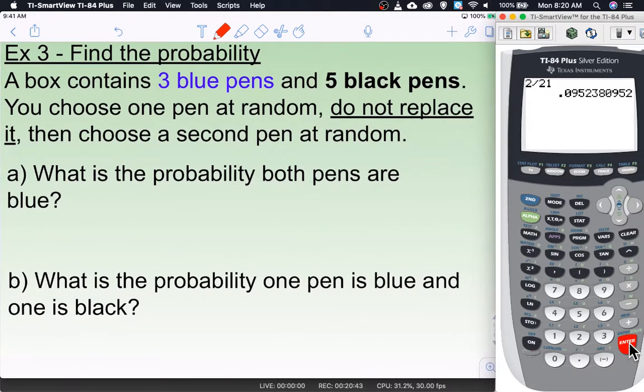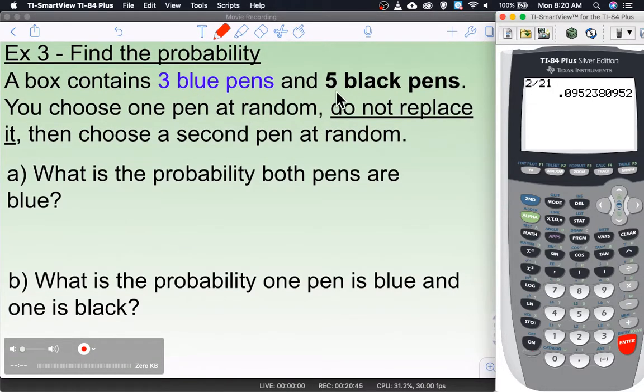All right. A box contains 3 blue pens and 5 black pens. If you choose one at random, do not replace it, and then choose a second pen at random, what is the probability both pens are blue?